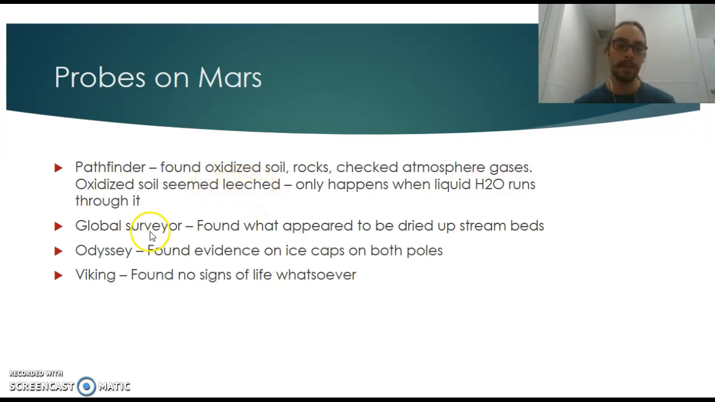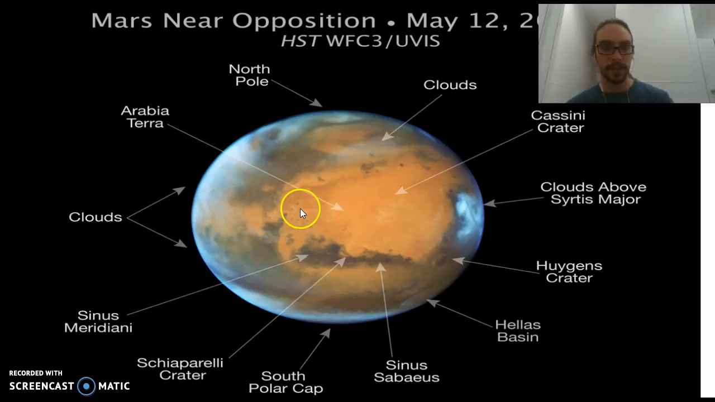Then we had the Global Surveyor, and it found what appeared to be dried up stream beds, just indicating more evidence of liquid water at some point in time. Then we had the Odyssey, and that found evidence of ice caps on both poles. We since now know that this is fact. They do have ice caps on both poles of Mars. And then we had Viking, which found no signs of life whatsoever, so don't get your hopes up.